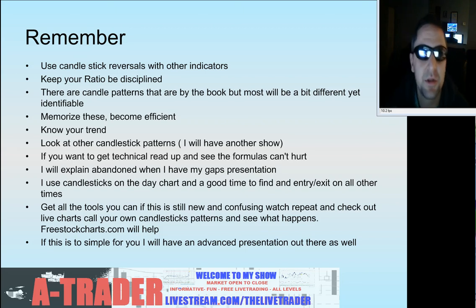Remember that these are just a tool in the tool belt. We have a couple tools that we're going through. We have a couple setups. Yes, some of them may trade out on their own, but you absolutely want to be aware of the other tools that you can use as well to enhance the candlestick, to give yourself more confidence.